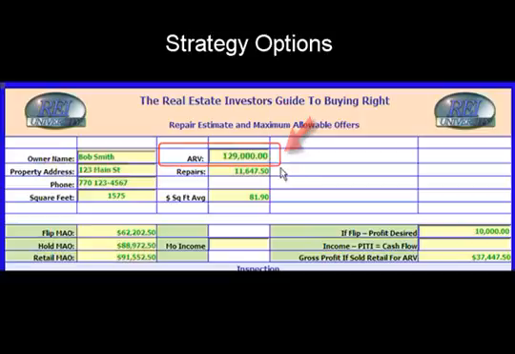We've done our on-site repair inspection using this repair inspection spreadsheet, and that has totaled up to $11,647.50. And now we're ready to do some strategy analysis to determine what our options are potentially with this property.